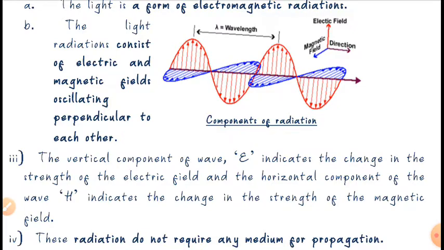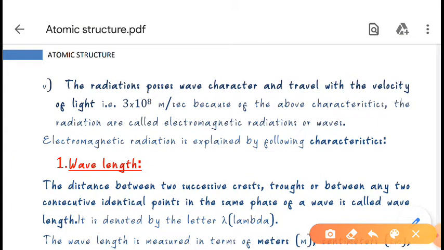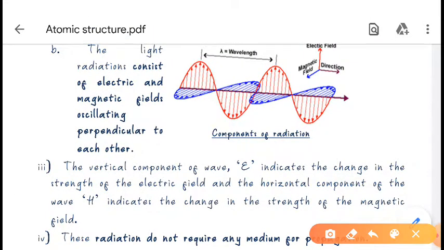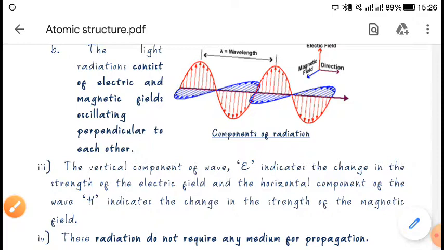And if we are talking about their velocity, their velocity is independent of the source, which is 3 into 10 to the power 8 meter per second. When they propagate, they generate electric and magnetic fields. Suppose it is propagating in this direction, then it will generate electric and magnetic fields. Okay, so with this we can conclude one thing.